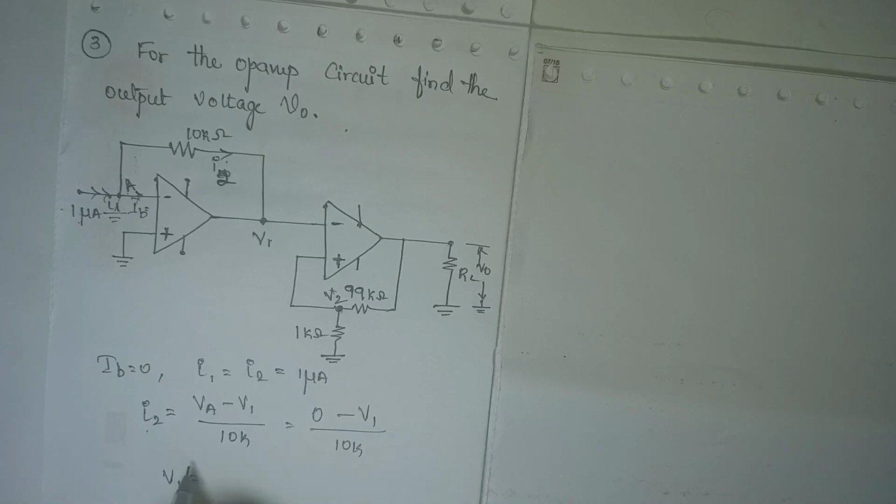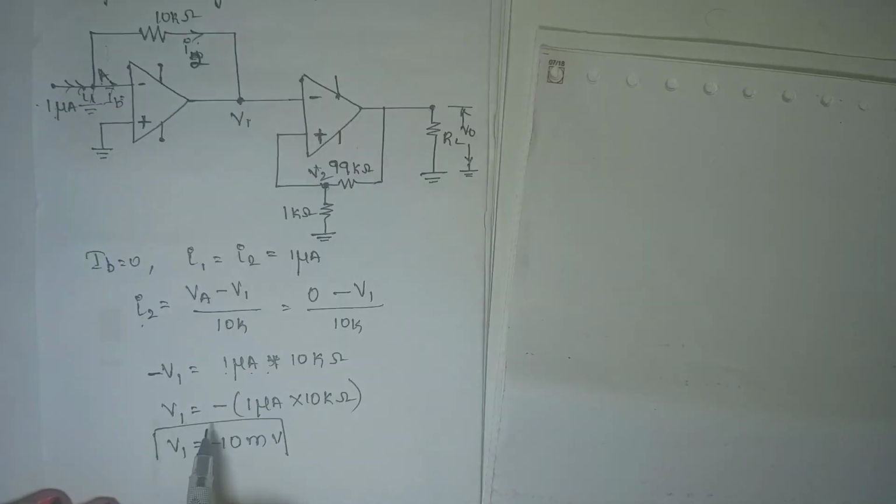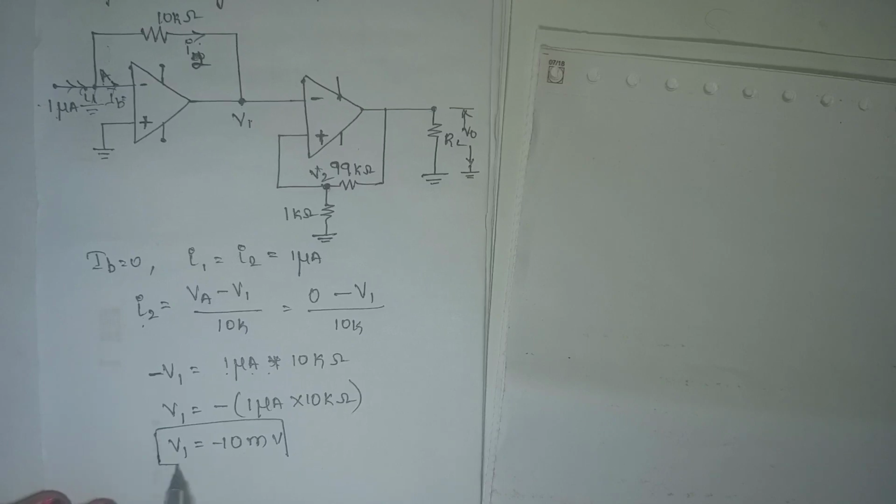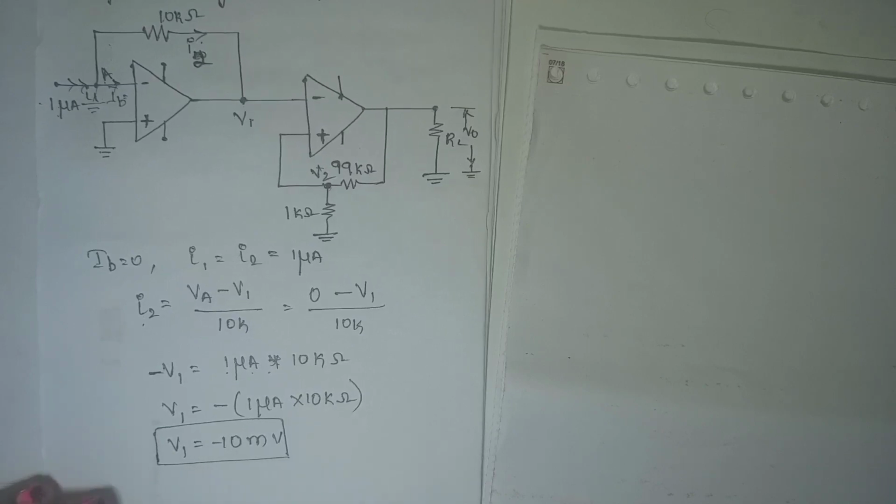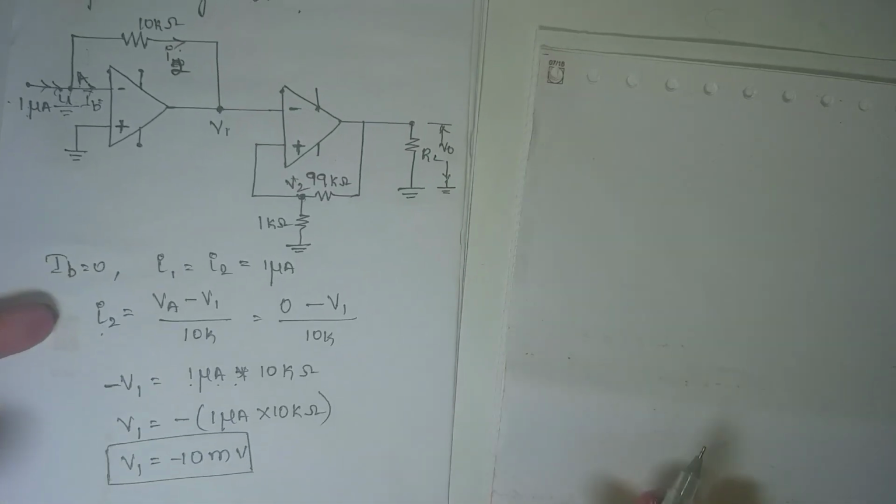V1 is equal to the I2 value, 1 microamp, into 10K. So you have a minus sign here. V1 is equal to minus of 1 microamp into 10K. So V1 is equal to minus 10 millivolts. So now I got the value of V1.